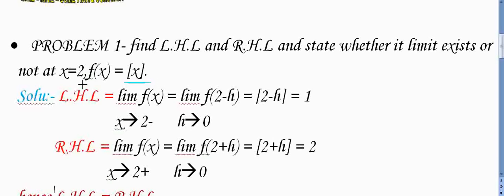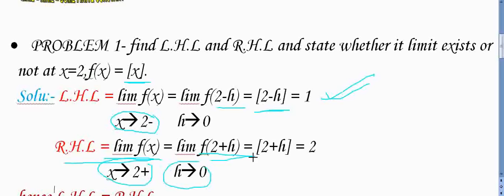Now we have to find LHL. So at x equals to 2, LHL, left hand limit, so 2 minus h, h tends to 0. We put 2 minus h instead of x, greatest integer of 2 minus h, and we know that if a value is less than 2 in a greatest integer, then it must be 1. Similarly RHL, at x equals to 2 plus h, h tends to 0, f of 2 plus h, greatest integer of 2 plus h, and we know that in the greatest integer, if a value is slightly greater than 2, then its value is 2.